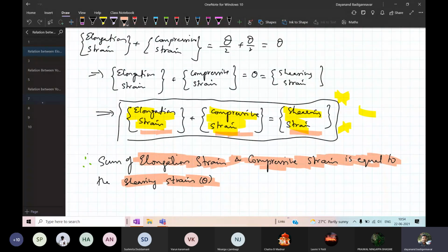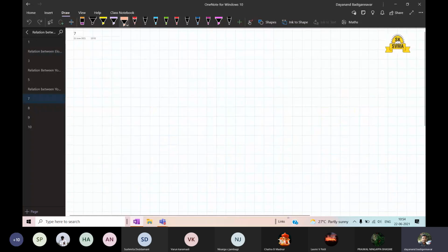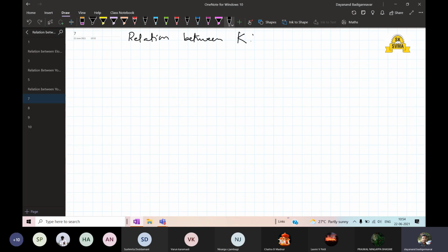Okay, let us go for the remaining relations that we have to discuss now. They are very simple. These are the relations based on the discussions we have made. They are not derivations, they are just readjustments. The relation between K, the bulk modulus, neta, the modulus of rigidity, and Y, the Young's modulus, where they have the usual meanings.